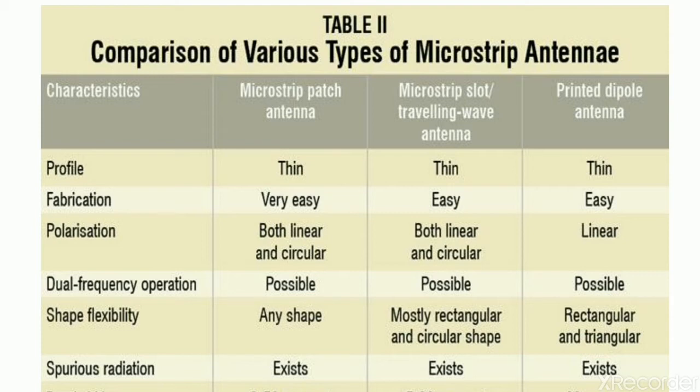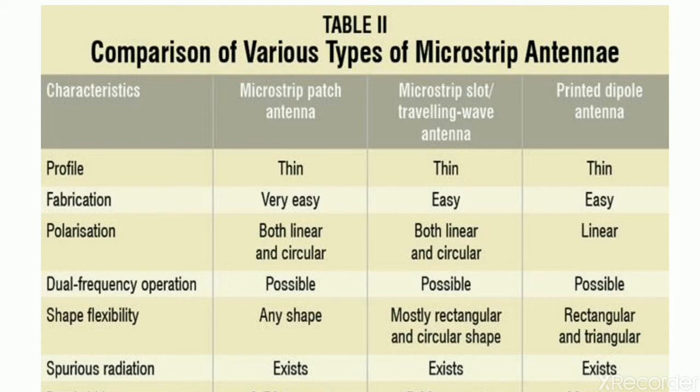There are a total of three types of antennas given. The first one is the microstrip patch antenna, which may be a rectangular or a circular microstrip patch antenna. The second one is the microstrip slot, also called the traveling wave antenna. And the third one is the printed dipole antenna. All these three antennas have various dimensions and shapes. The first characteristic of the comparison is the profile. All these three antennas have a thin profile, that is, the substrates of these antennas are thin.